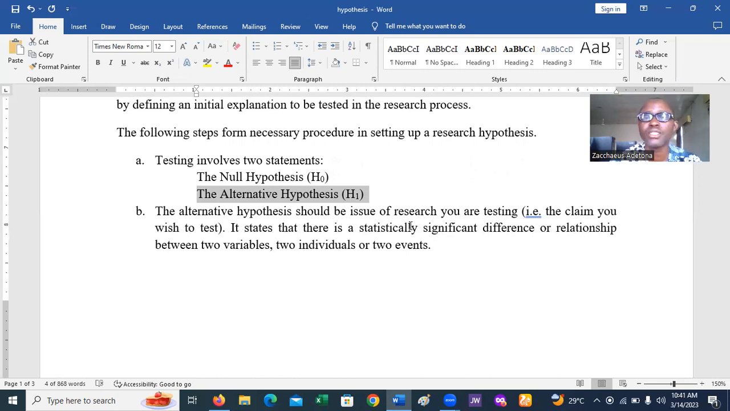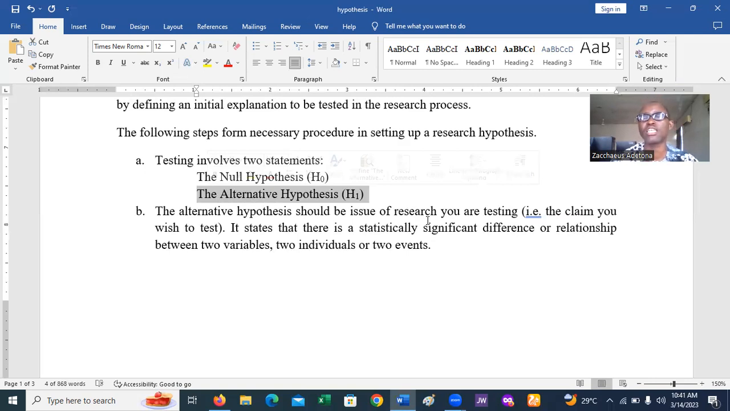Now, point B here is what I've just explained. The claim that you wish to test is the alternative hypothesis. That is what you are interested in. What you should observe in your research is what you formulate as the alternative hypothesis. And that shows that statistically, when you check, there will be a significant difference or effects or relationship between two variables or two individuals or two events.